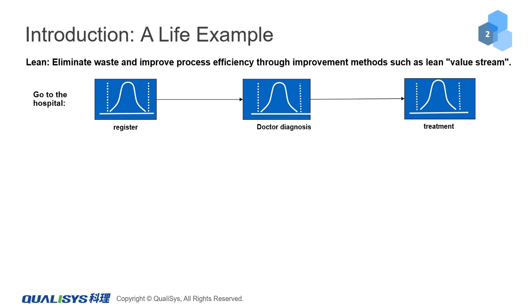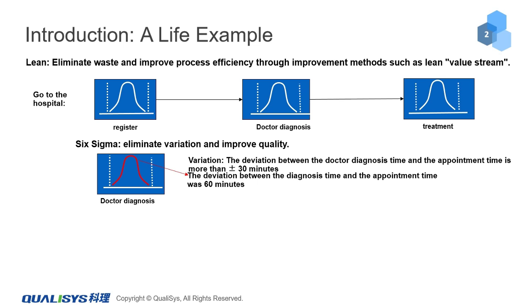Then we use Six Sigma tools to improve the variation of each remaining step, which means we improve the quality of each step. Variation means the process may vary. For example, the time for registration may take 10 minutes, may take 30 minutes. The treatment time may take 20 minutes, may take 50 minutes. Why is there a variation? There must be a reason for that.